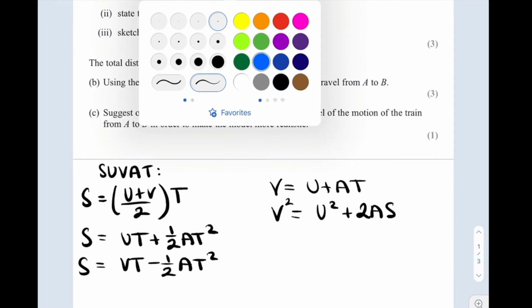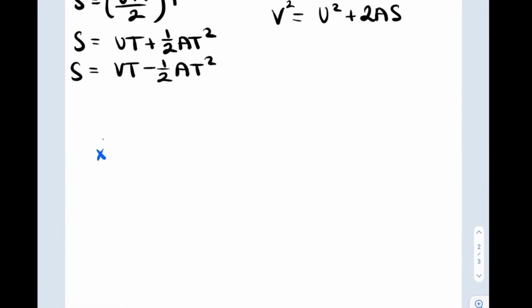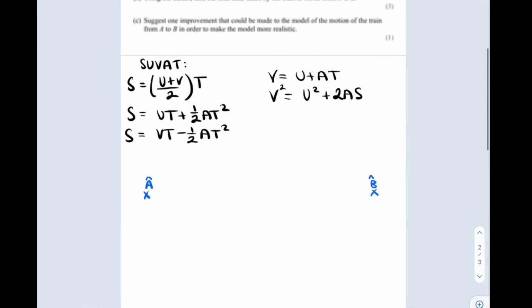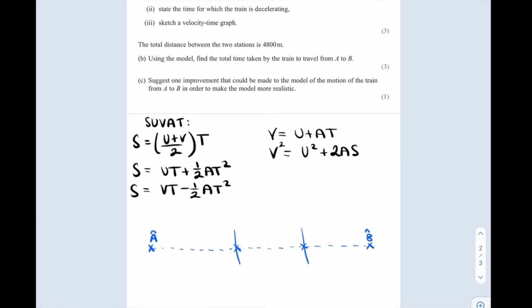So we were told we had 2 stations. So here's station A. I'm going to give it a hat because it's not acceleration. And then station B, and you've got the train travelling between A and B. And we can split it into 3 sections, I guess. So there's different types of motion going on in between these points.